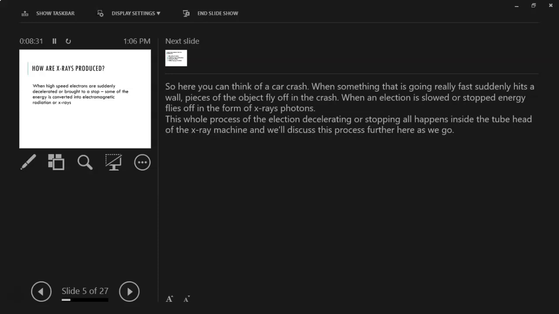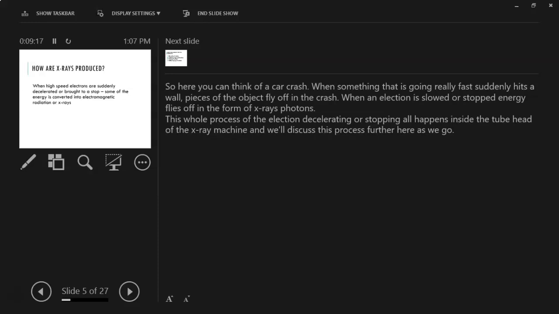Okay, how are X-rays produced? When high-speed electrons are suddenly decelerated or stopped completely, some of the energy is converted into electromagnetic radiation. Think of a car crash. If a car is hurtling toward a wall and the car is the electron, the minute the car hits the wall and breaks apart and pieces go flying, all those pieces that go flying are now X-ray photons. That's basically what happens in a very condensed nutshell. When electrons get decelerated or stopped, things fly off, and what flies off is X-ray photons.